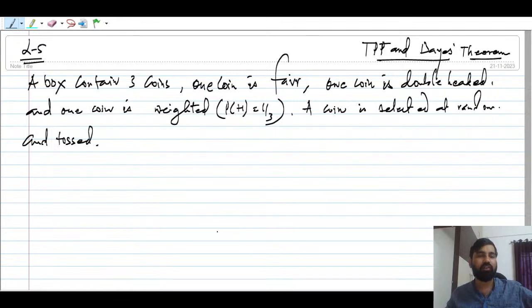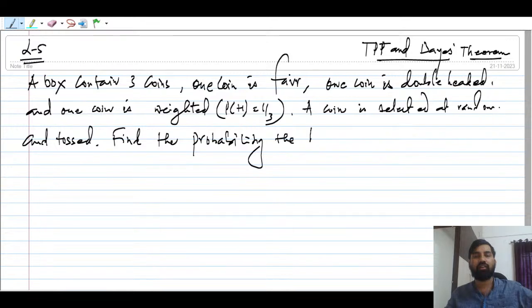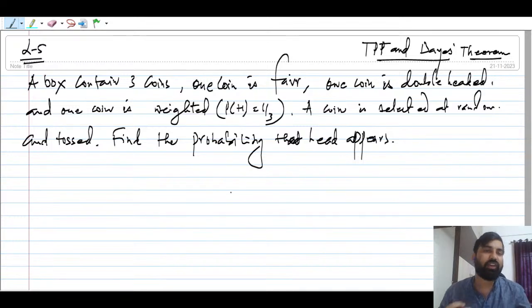Okay. So what they are asking now is to find the probability that head appears. Now the question is, in this kind of problem, what do we have to use? Whether we have to use Bayes theorem or TPT, right?